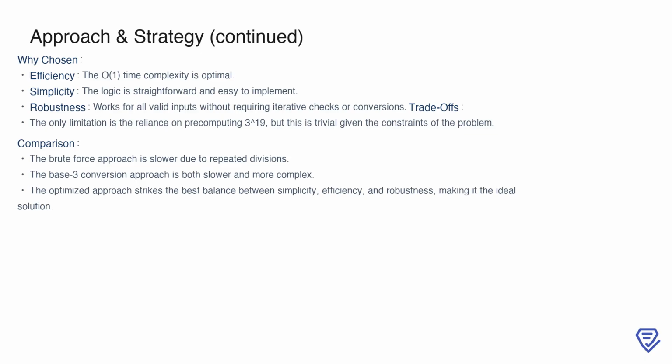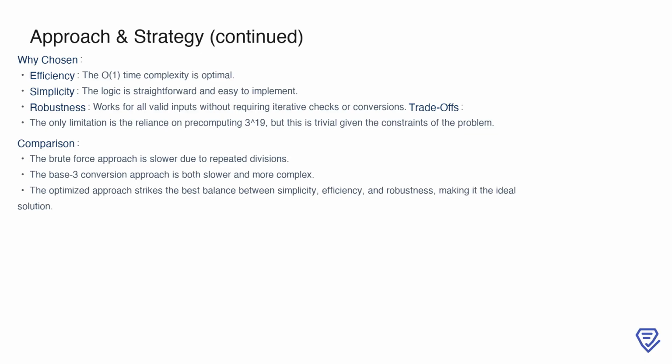Comparing the approaches, the brute force method, while simple, is slower due to repeated divisions. The base 3 conversion method is even less efficient and more complex due to the overhead of converting and analyzing the base 3 representation. The optimized approach provides the best balance, making it the ideal choice for solving this problem effectively.